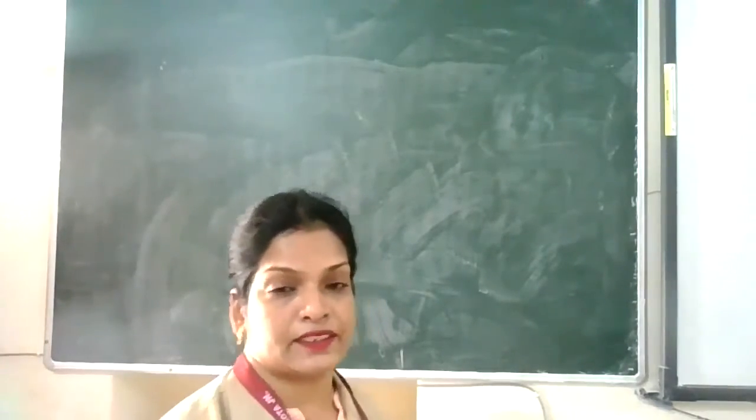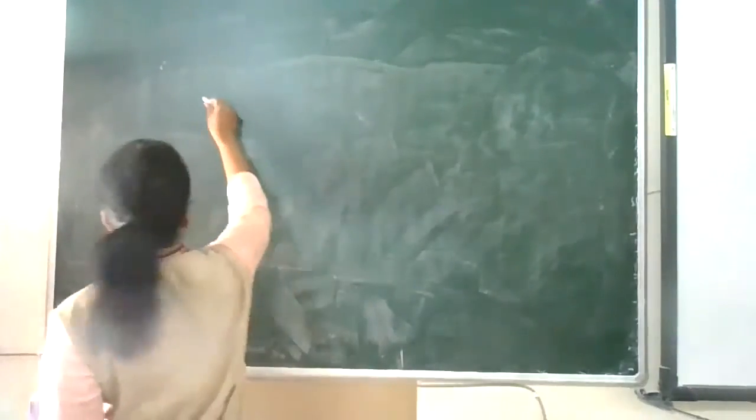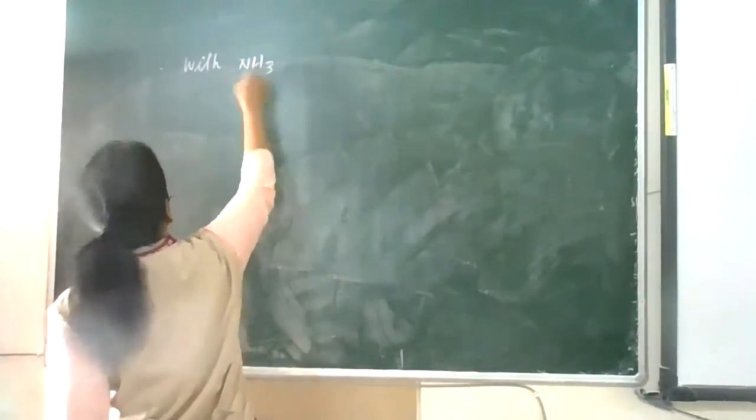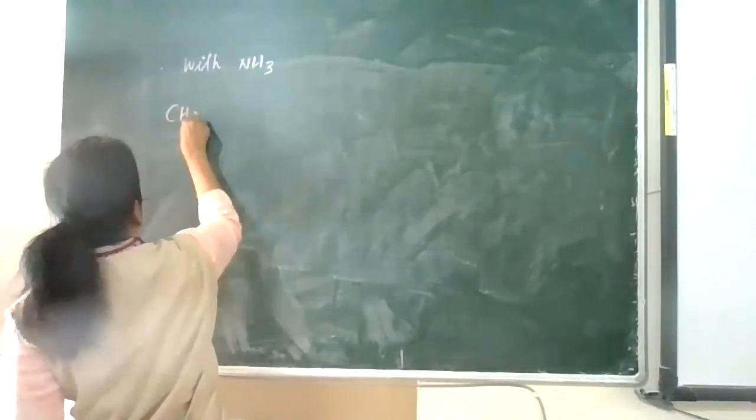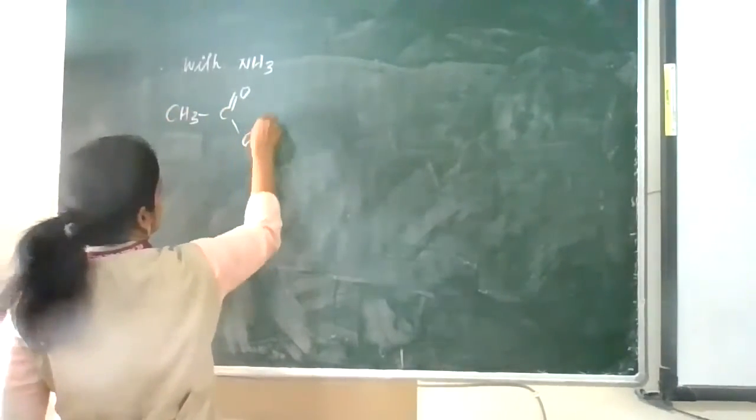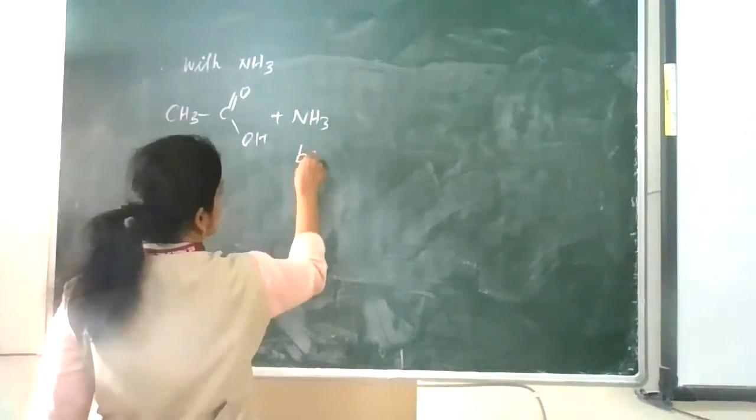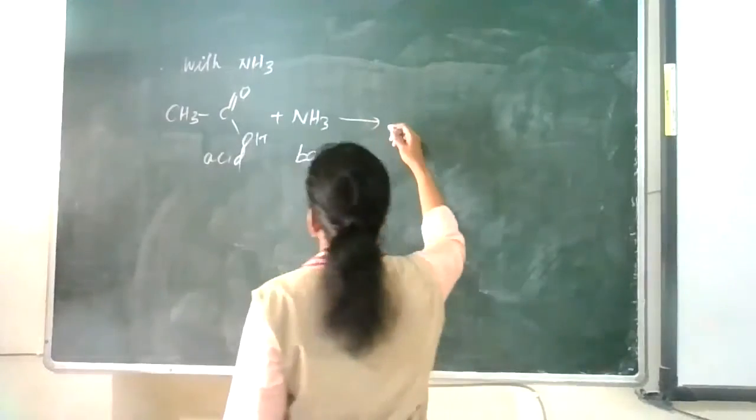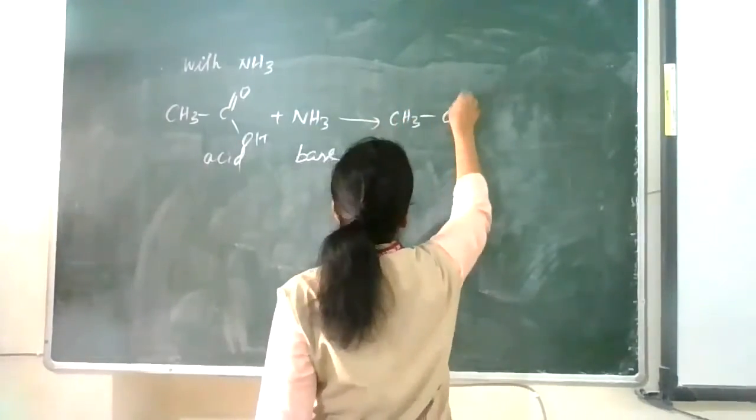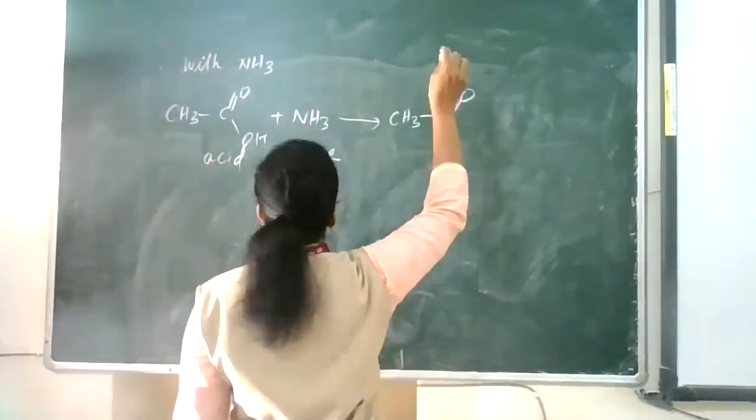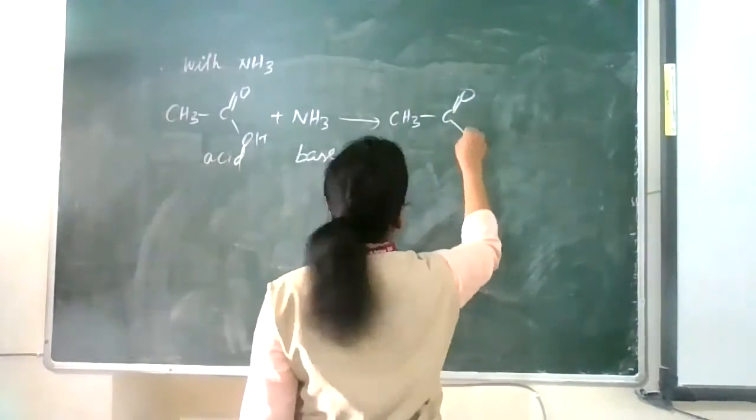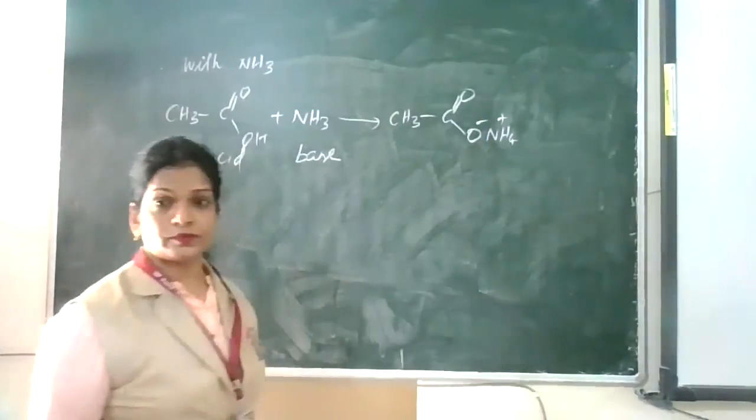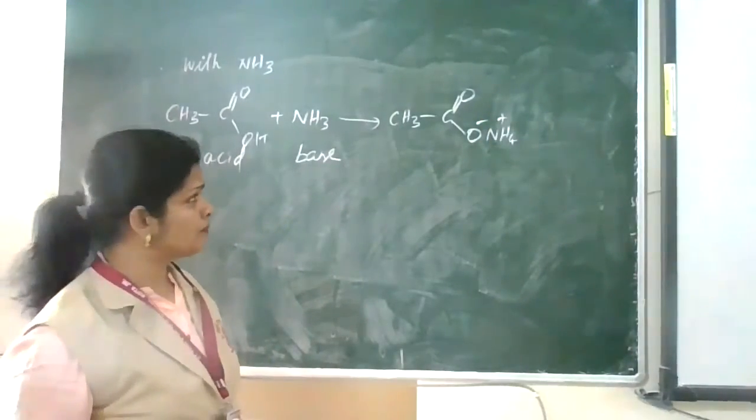Next reaction of carboxylic acid is the reaction with ammonia. Carboxylic acid CH3COOH plus ammonia. Ammonia is a base. Carboxylic acid is an acid. So what is formed? CH3COO minus NH4 plus. Salt is formed.